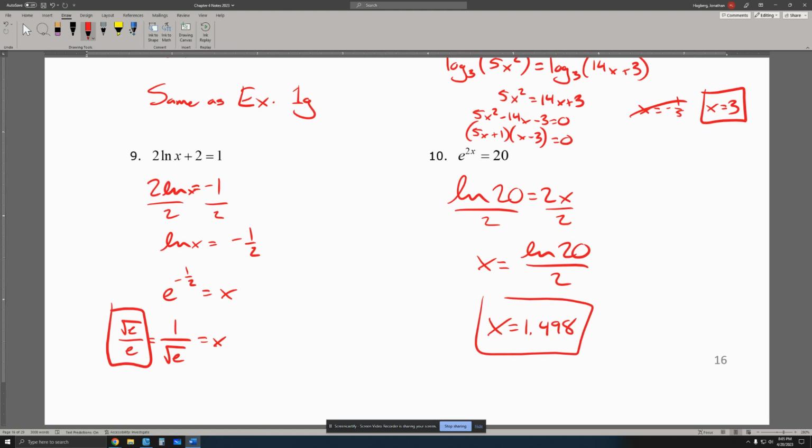All right, so this was a lot of practice. We're going to get more on this, solving exponential and logarithmic equations using inverse operations.